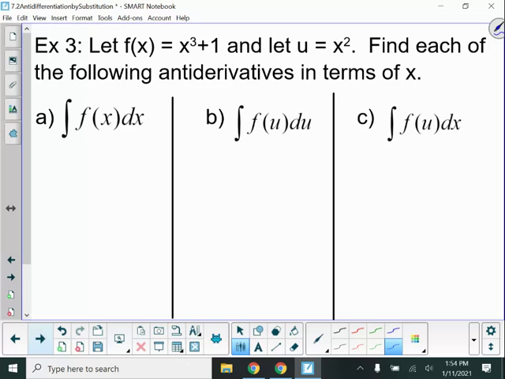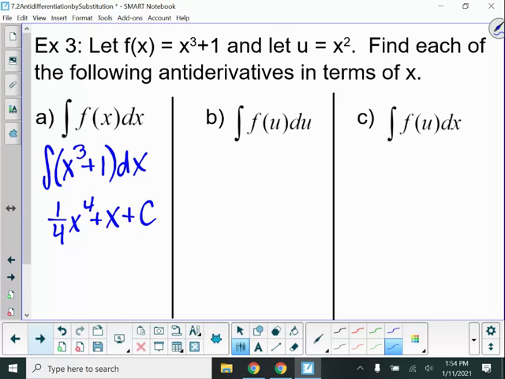So the first one is the most straightforward. This is the integral of x cubed plus 1, and then with respect to x, with that dx. So antiderivative formula is going to be 1/4 x to the 4th for the x cubed. Antiderivative of 1 is just x. And then we have a plus c on the end. And we're finished. Nothing else to do there.